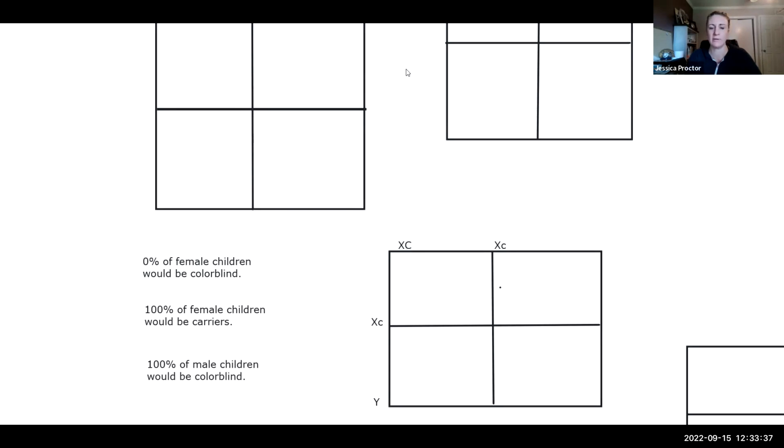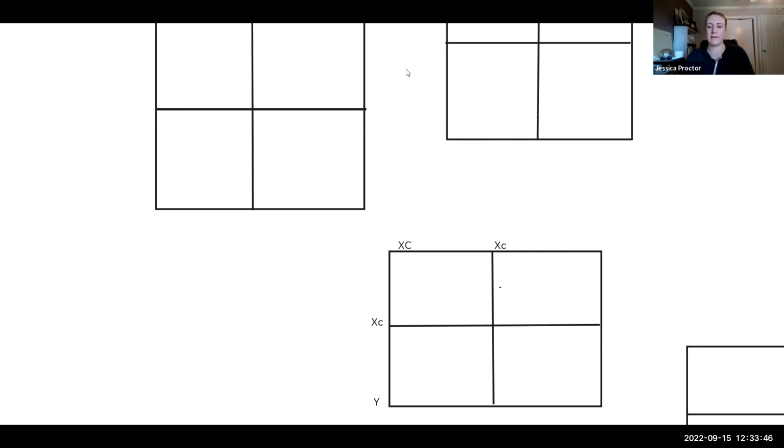So here, in this scenario, let me erase these just so it won't confuse anybody. All right, so in this first little box, we've got an X big C and an X little c like that. And then here in this box, we've got an X little c right there. And then here in this box, we've got an X big C and a Y. And then here in this box, we've got an X little c and a Y.